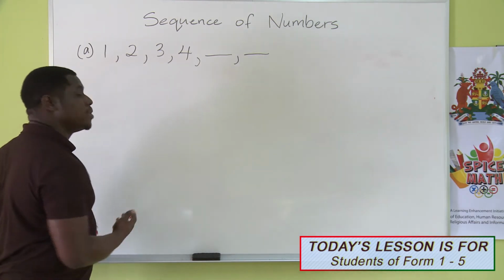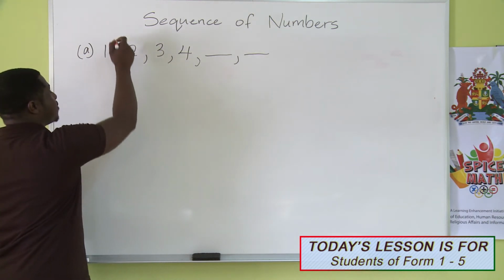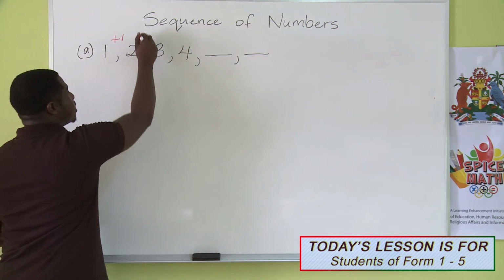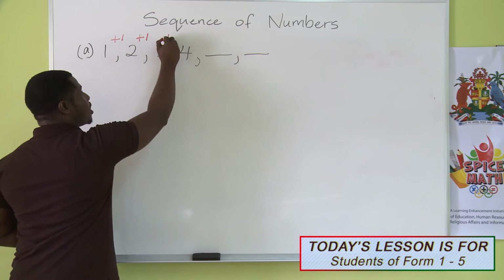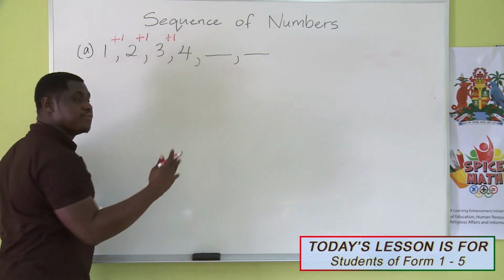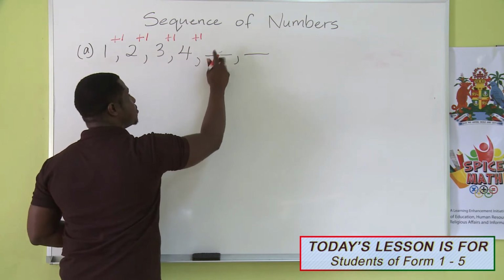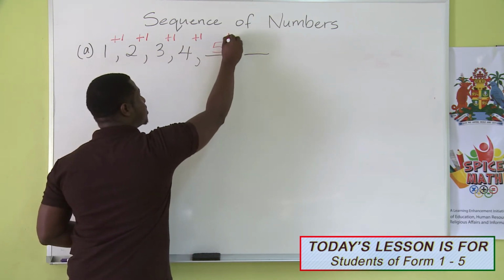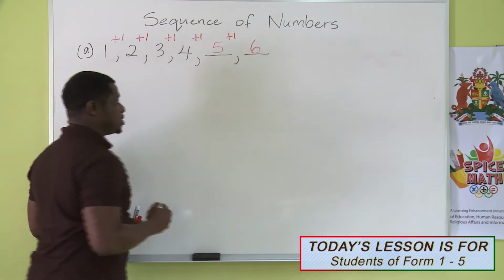Do we have a common difference here? To go from 1 to 2, I have to add 1. To go from 2 to 3, I have to again add 1. To go from 3 to 4, I am adding 1. Therefore, to go from 4 to the next term, I have to add 1, which will give me 5. And then to go from 5 to the next term, I add 1, which gives me 6.